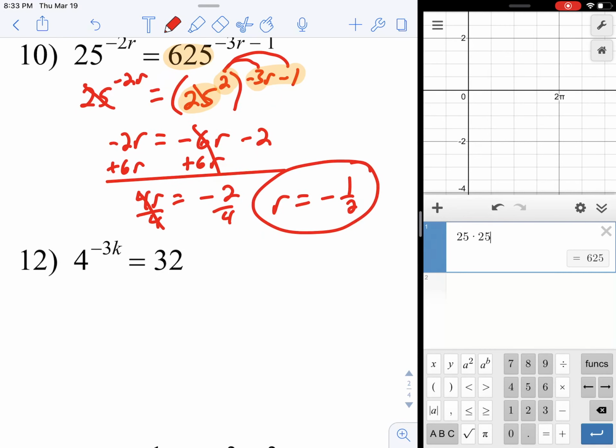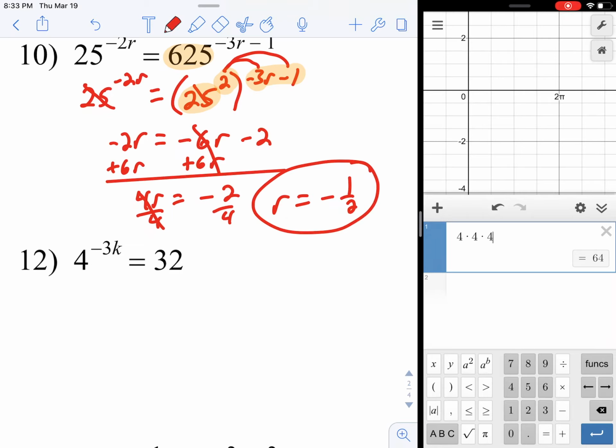Now, number 12 is going to be a little special, kind of tricky. Am I going to change this 32 into a 4? Well, let me do the same trick on the calculator. 4 times 4 is 16. Times 4 again is 64. We shot past 32. So it doesn't look like that's going to work.